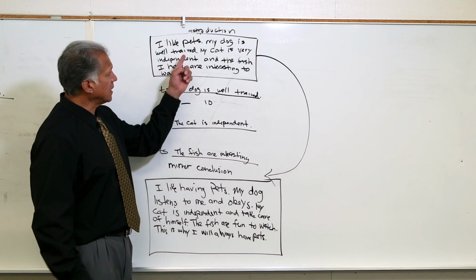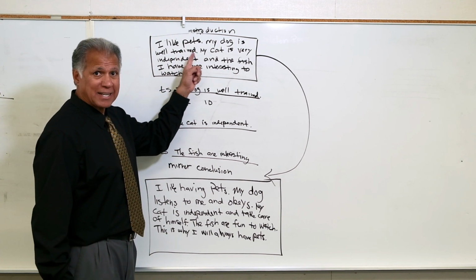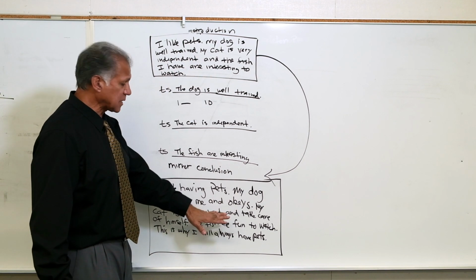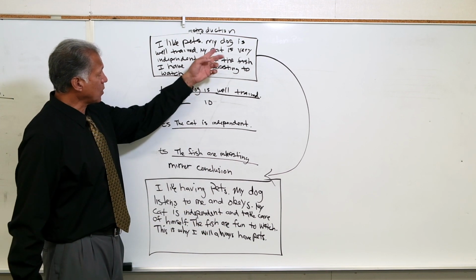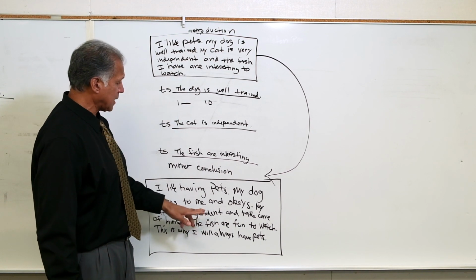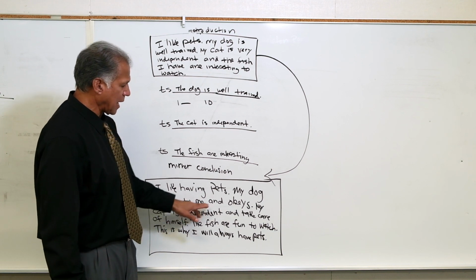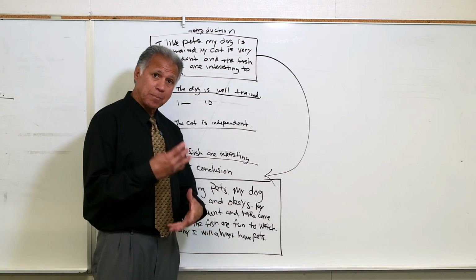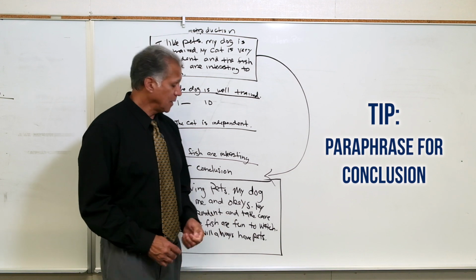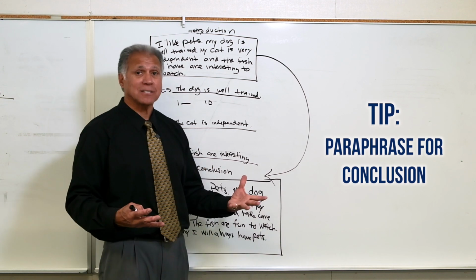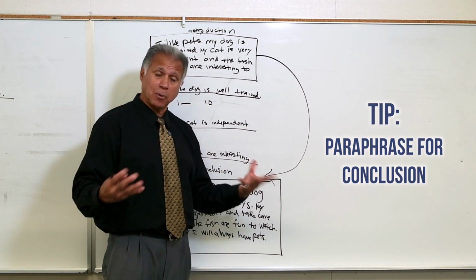Now, if you noticed, I didn't exactly write down my introduction. I kind of restated it, but it was the same thing. So if you say my dog is well trained, I said my dog listens to me and obeys. That implies he's well trained. Okay? So you get to take that kind of license now because you're becoming an emergent writer.